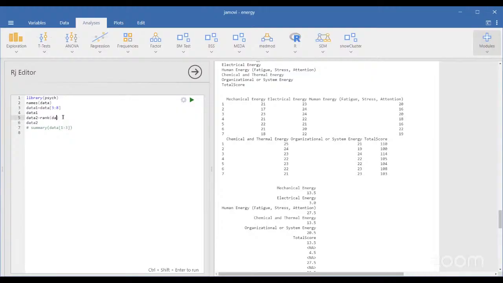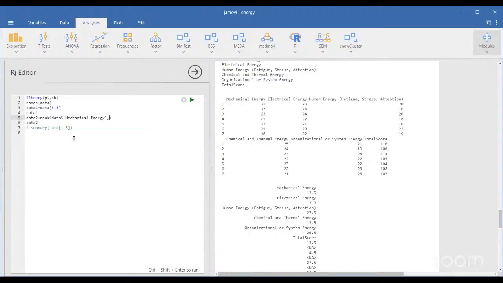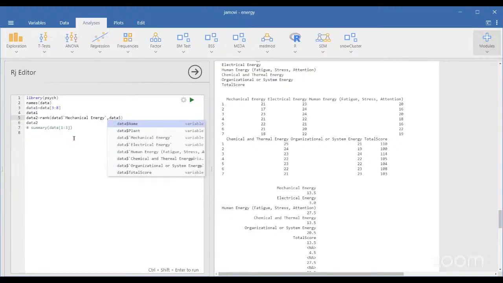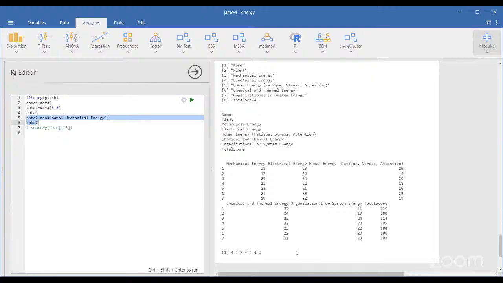Mechanical, mechanical energy. After that, you write down, no, nothing is required. Now you write down data 2. Now you check. No comma, nothing. 7, 4 1 7 4 6 4 2. So this is coming.